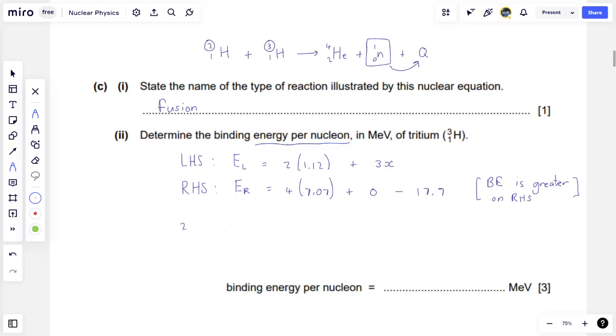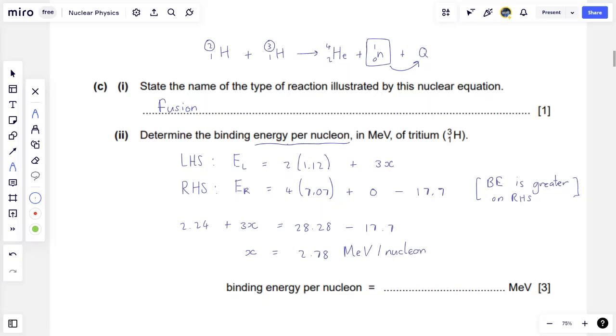We can say that by the conservation of energy, 2.24, which is 2 times 1.12, plus 3x is equal to, no extreme mathematics is required to know that 4 times 7.07 is 28.28 minus 17.7. All of these again are in mega electron volts. And with some quick math, we get this to be 2.78 mega electron volts for every nucleon.